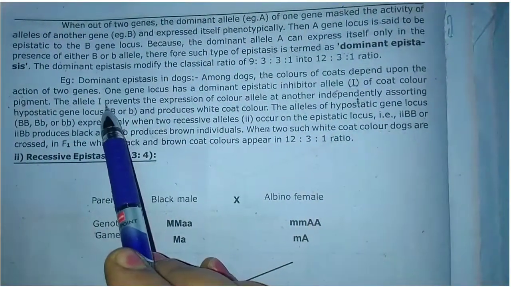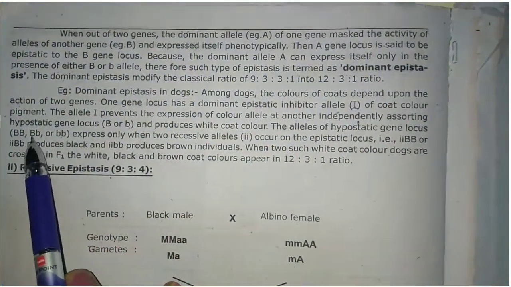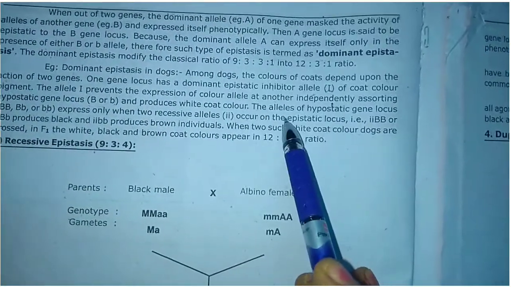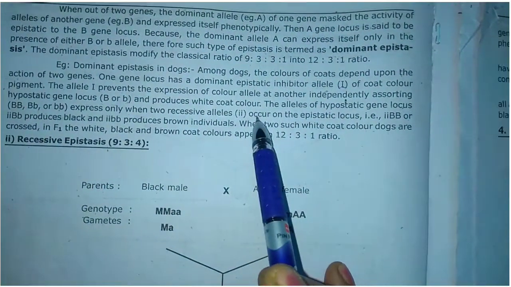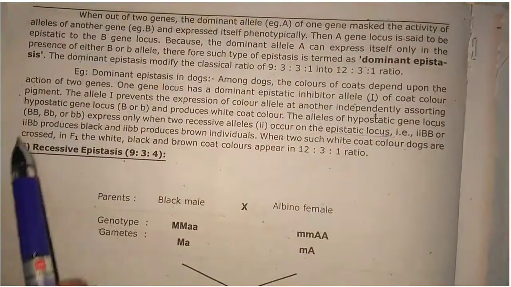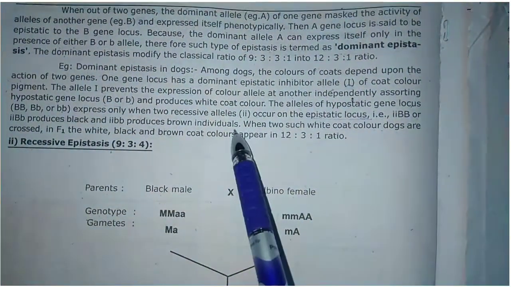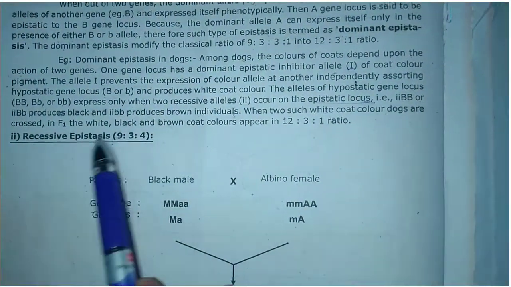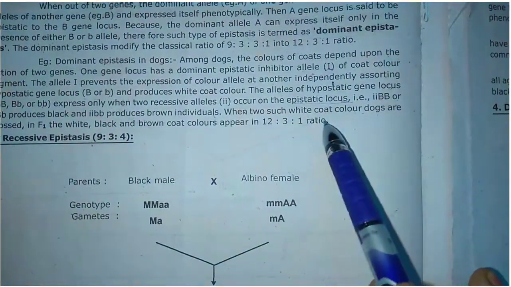The allele I prevents the expression of the color allele at another independently assorting hypostatic gene locus B, and produces white coat color only. The alleles of hypostatic gene locus B express only when two recessive alleles occur on the epistatic locus, that is, iiBB or iiBb, the recessive, produces black and iibb produces brown individuals. When two such white coat color dogs are crossed, in F2 the white, black and brown coat colors appear in the 12:3:1 ratio.